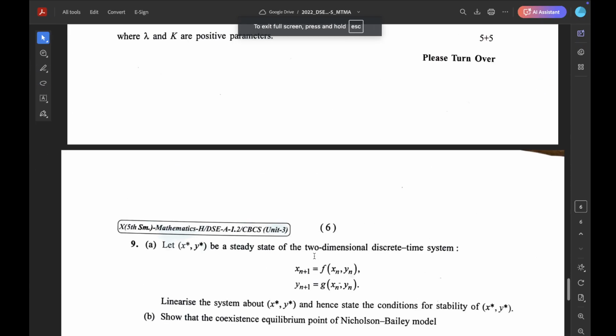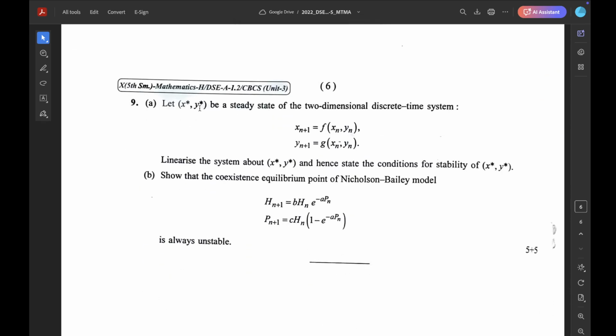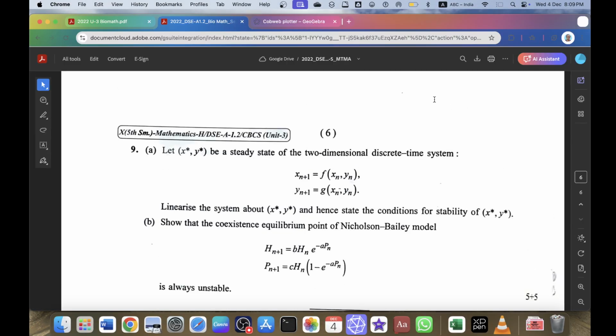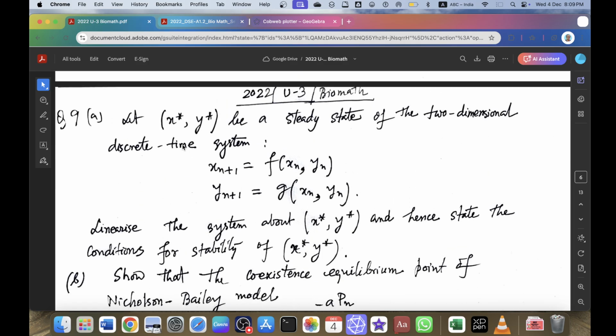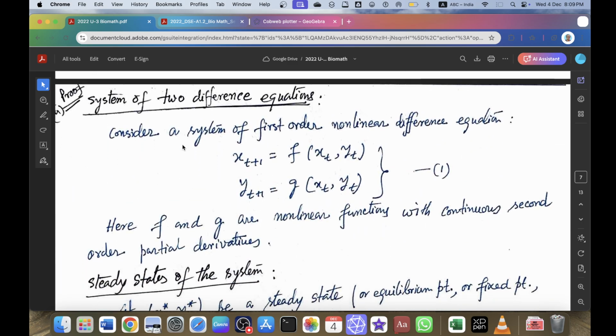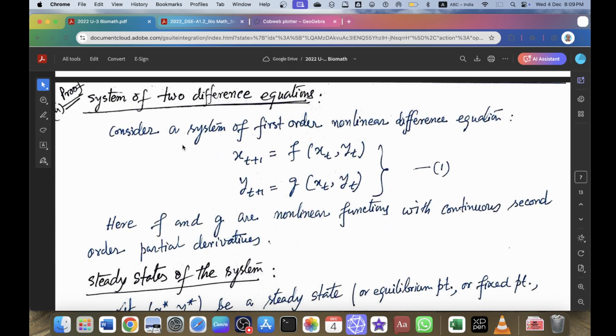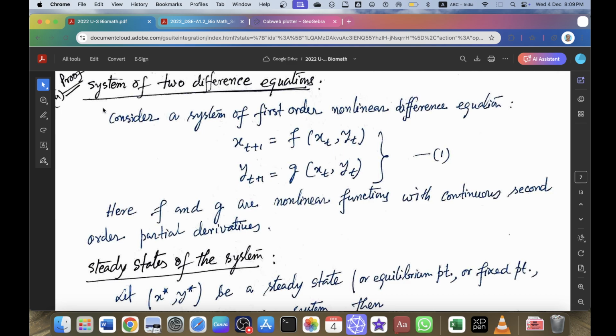Nine A. Let (x star, y star) be a steady state of the two-dimensional discrete time system x(n+1) = f(xn, yn), y(n+1) = g(xn, yn). Linearize the system about the point (x star, y star) and hence state the conditions for stability of (x star, y star). This is the proof of this question, part A.